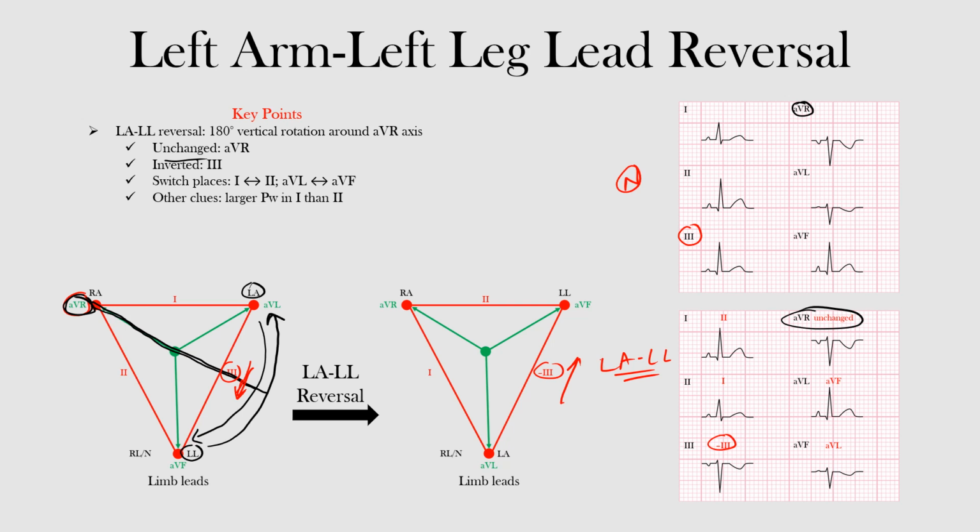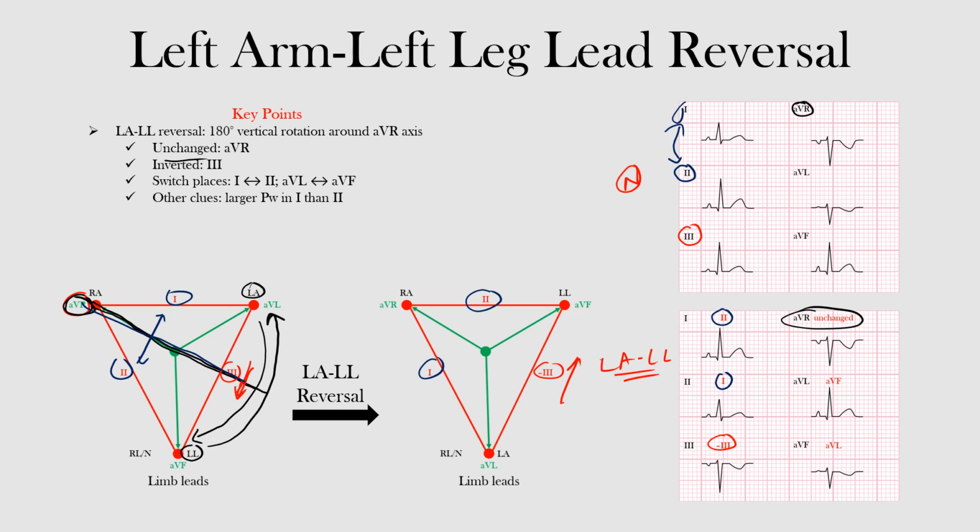We said that leads 1 and 2 will switch places. Here's lead 1, here's lead 2. And notice if we rotate around this, they're simply going to switch places. So now lead 2 is here and lead 1 is there. We're switching these positions. So now lead 2 comes up here and lead 1 is there.